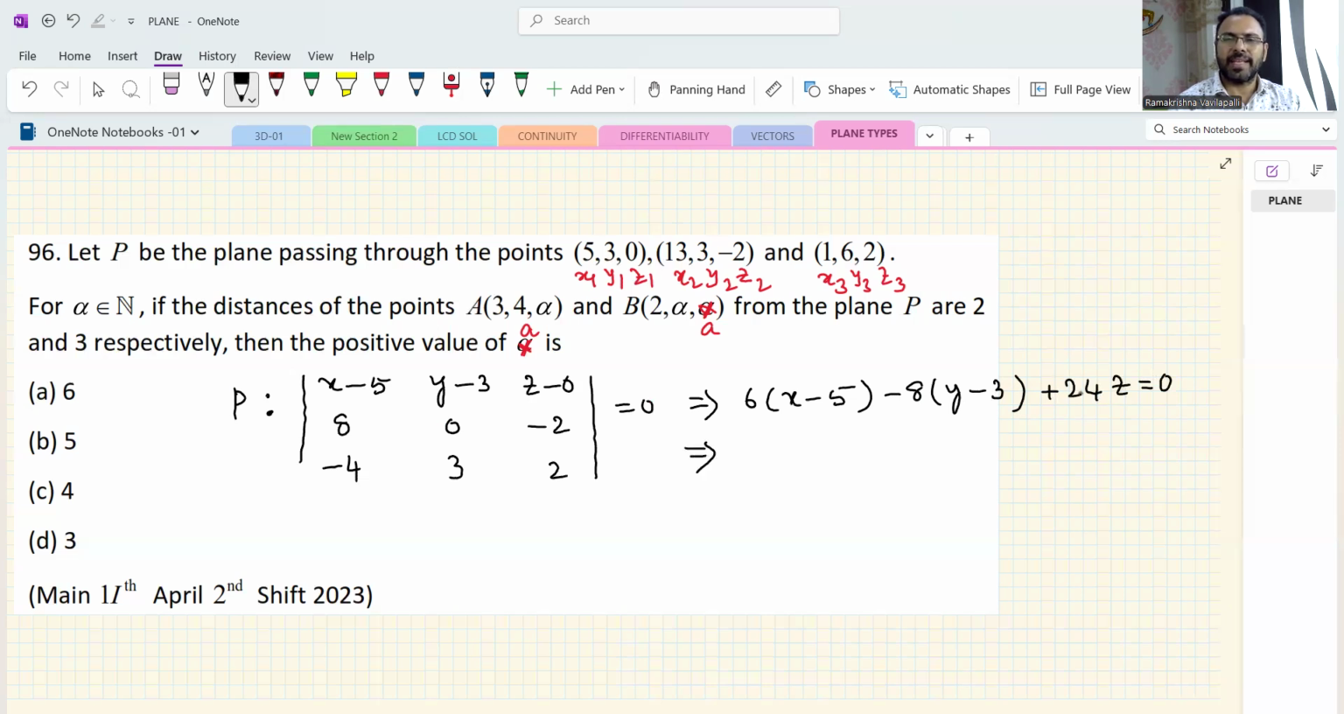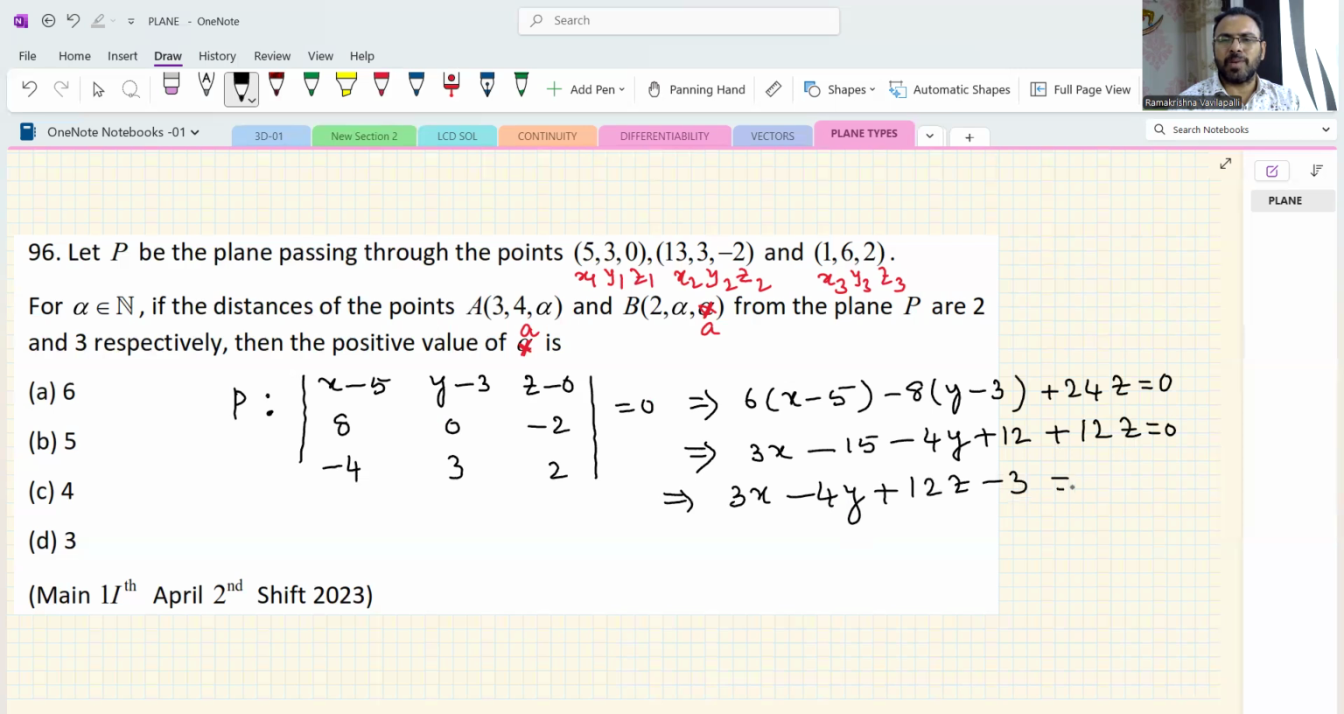All right, you can cancel by 2. So you will get 3x minus 15 minus 4y plus 12 plus 6z, 12z equal to 0 after cancelling by 2. So we got that 3x minus 4y plus 12z minus 3. We got this plane.